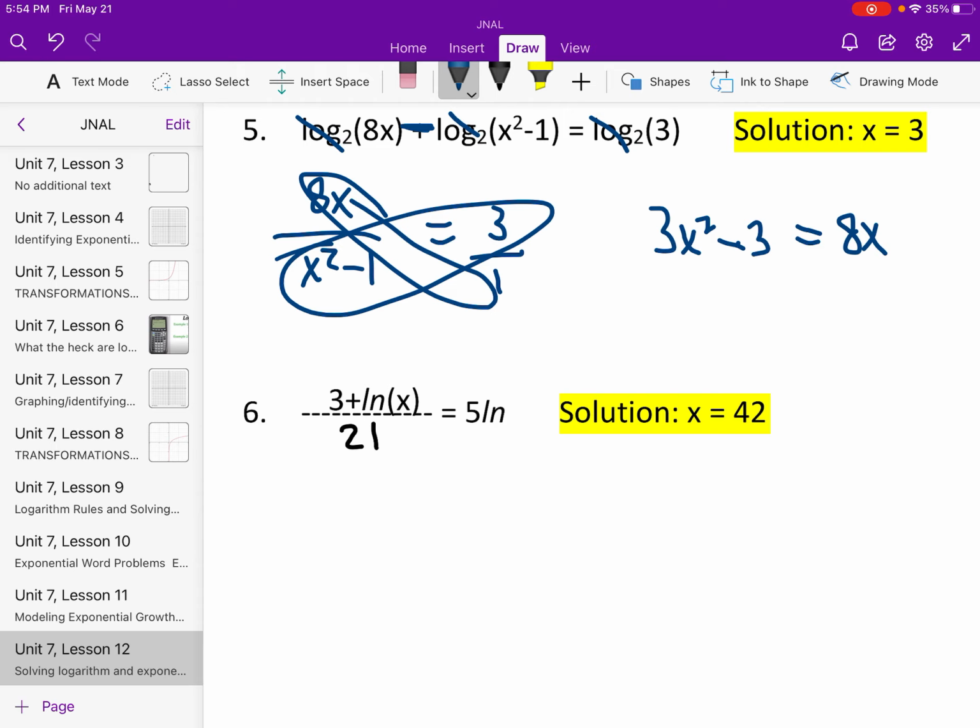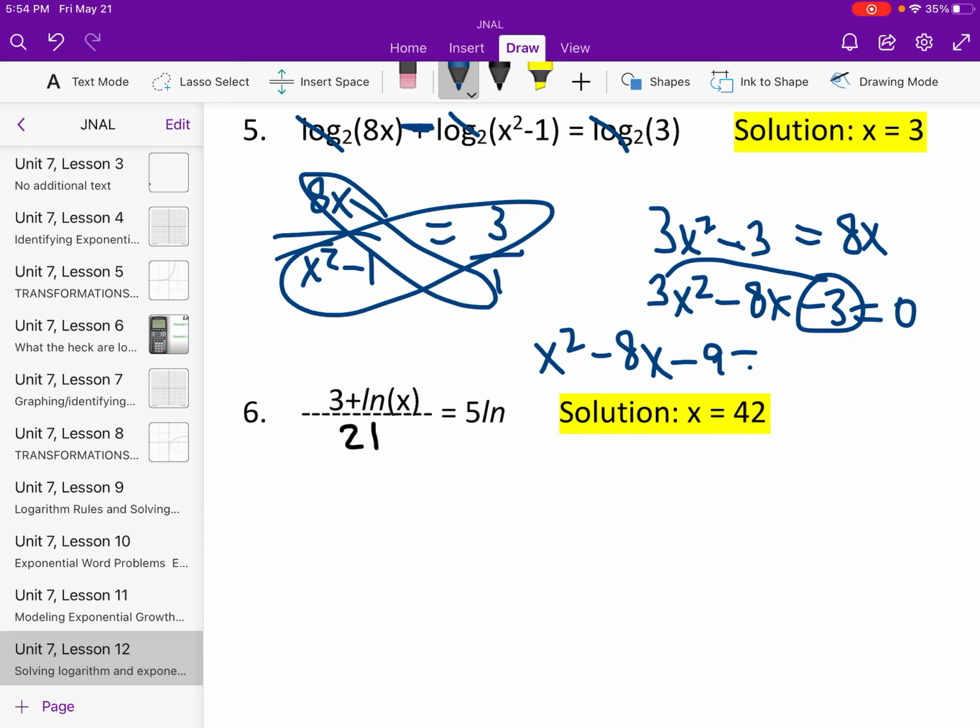So, it looks like we're going to need to do factoring, so we need to make it set equal to 0. You just move this on the other side. Okay, we need to do bottoms-up factoring. Review. Okay. Then you would get 3x squared minus 8x minus 3.